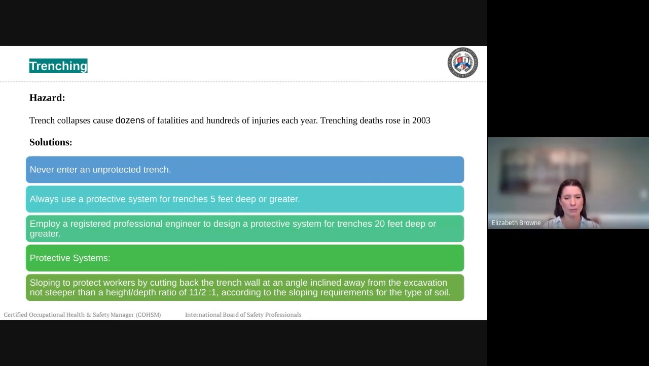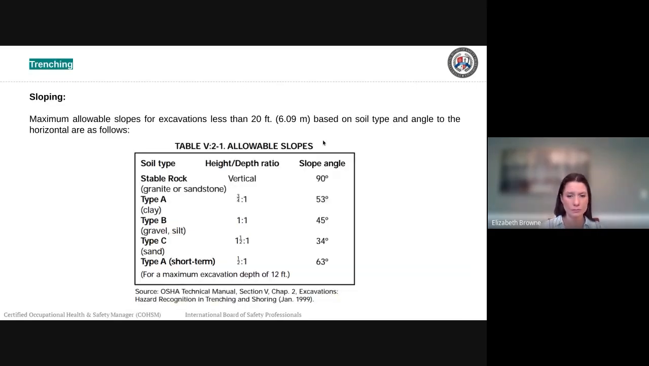Employ a registered professional engineer to design a protective system for trenches that are 20 feet deep or greater. And the protective systems provide sloping to protect the workers by cutting back the trench wall at an angled incline, which is inclined away from the excavation, and it's not steeper than a height of a 2 to 1, according to the slope requirements for the type of soil.